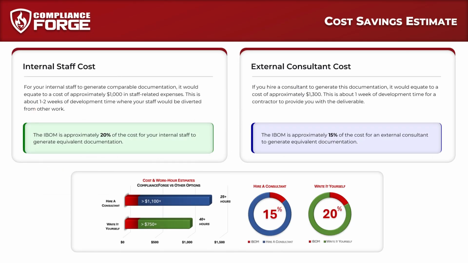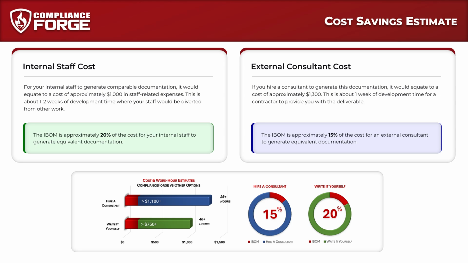Now compare that against the two alternatives for obtaining quality documentation. For your internal staff to generate comparable documentation, it would equate to a cost of approximately $1,000 in staff-related expenses. That is about 1 to 2 weeks of development time where your staff would be diverted from other work. If you hire a consultant to generate this documentation, it would equate to a cost of approximately $1,300. That is about 1 week of development time for a contractor to provide you with the deliverable.